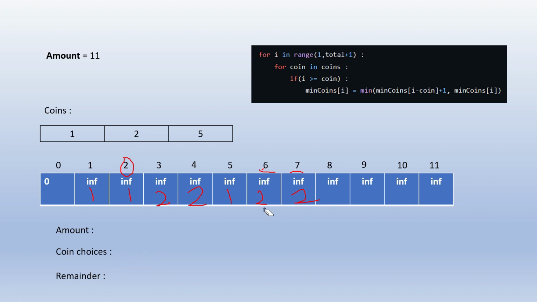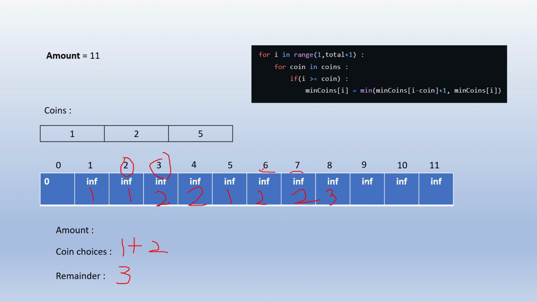Let's see 8. 5, 2 and 1 are less than 8. We take the highest value 5. If we take one value 5, the remainder is 3. The number of coins required to make the sum 3 is 2. So plus 2 coins. A total of 3 coins are required to make the sum 8.